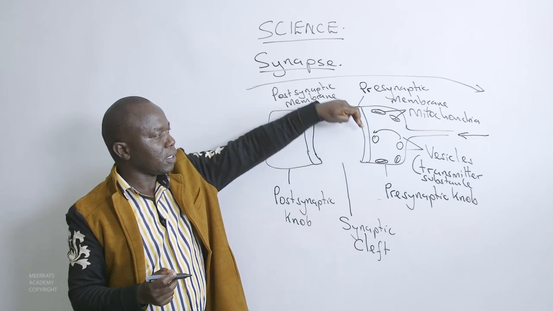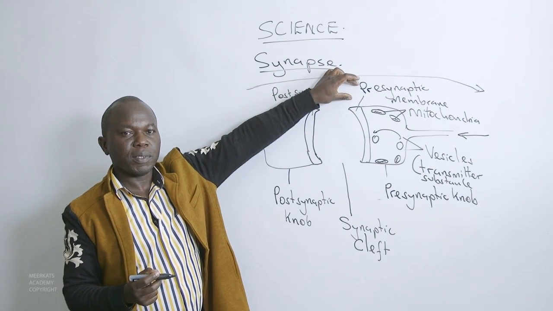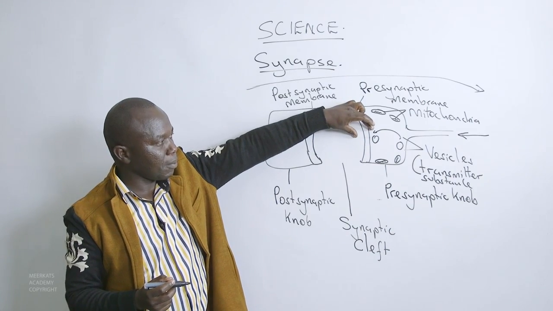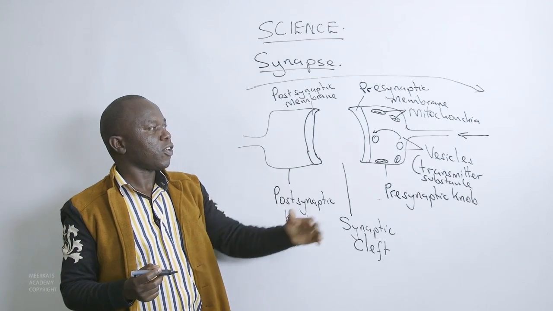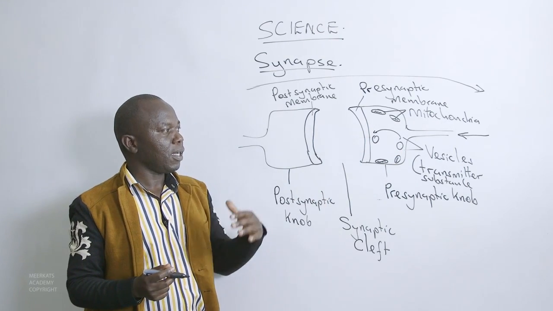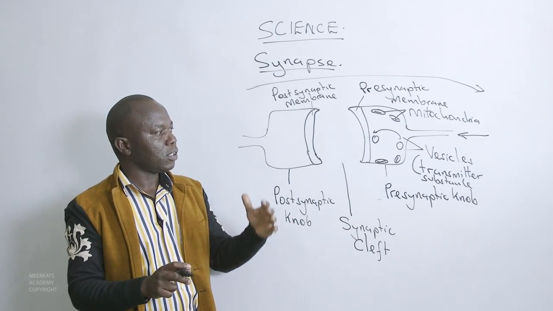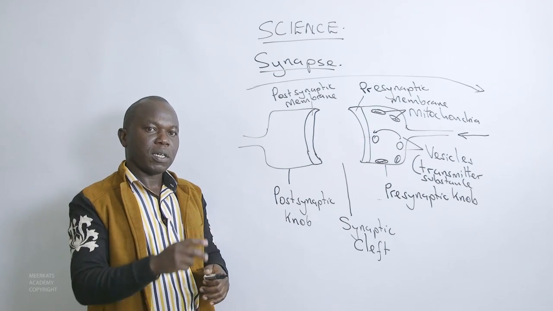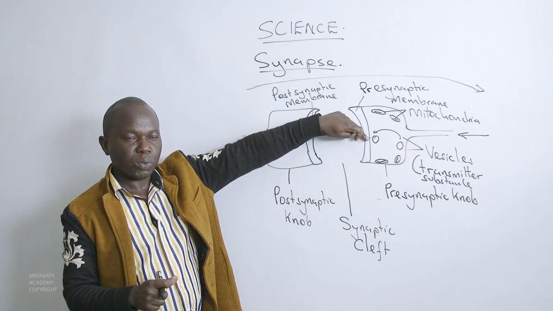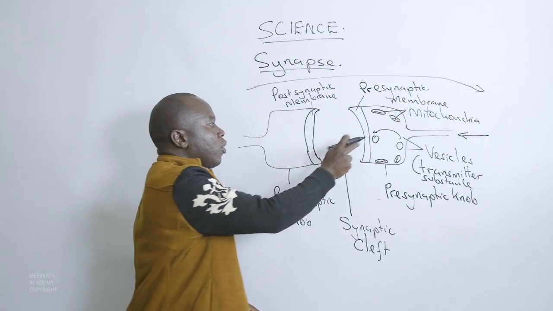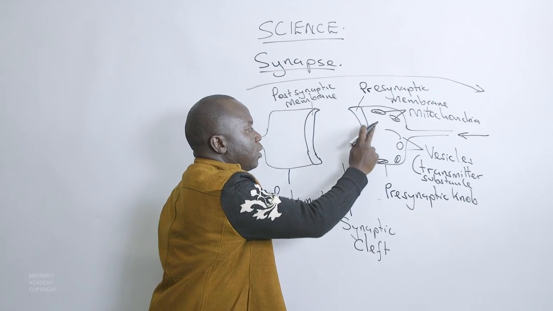When transmitter substance is released, it makes the presynaptic membrane permeable. It becomes permeable, meaning it will become easier for the ions. Remember, nerve impulse is in the form of ions, an alteration in ionic concentration in the axon. So it becomes permeable to the ions. So it reaches here and then it will release.